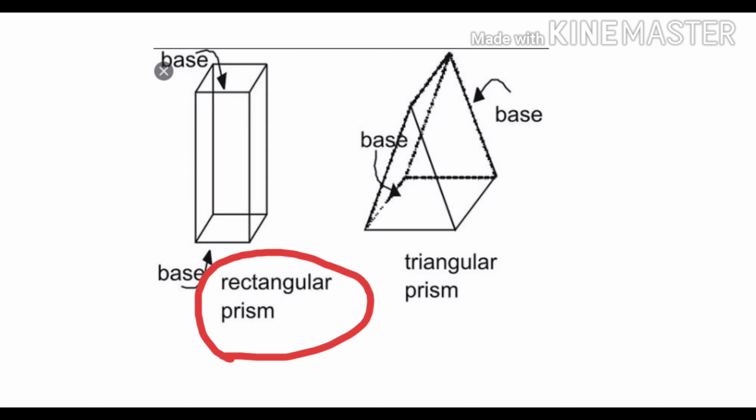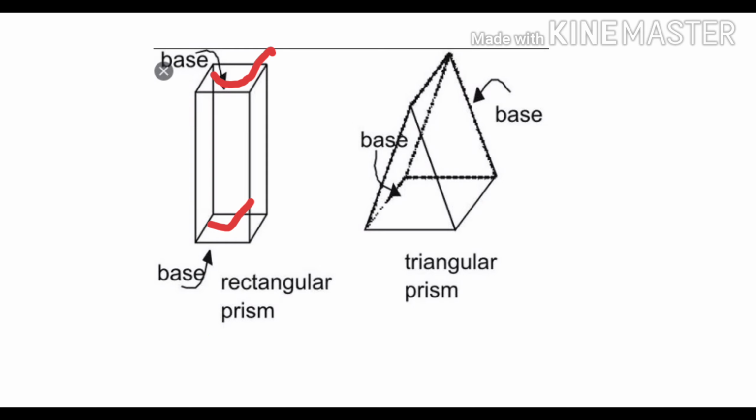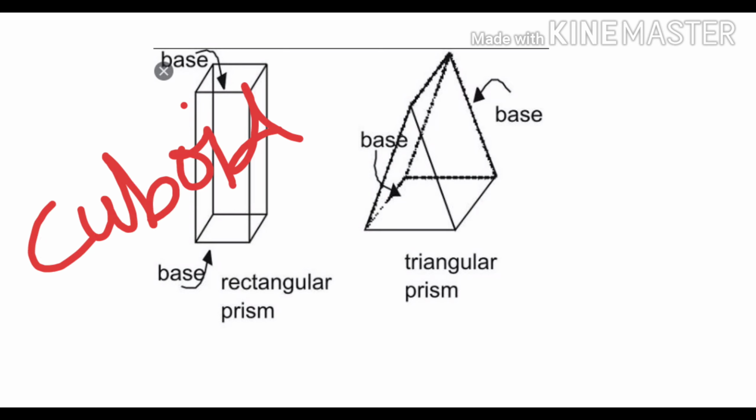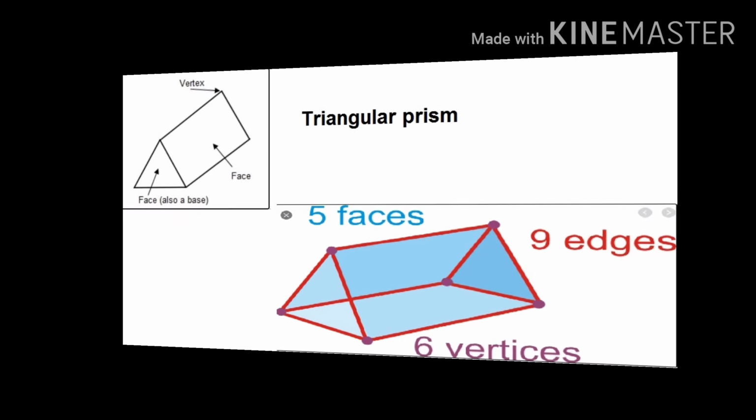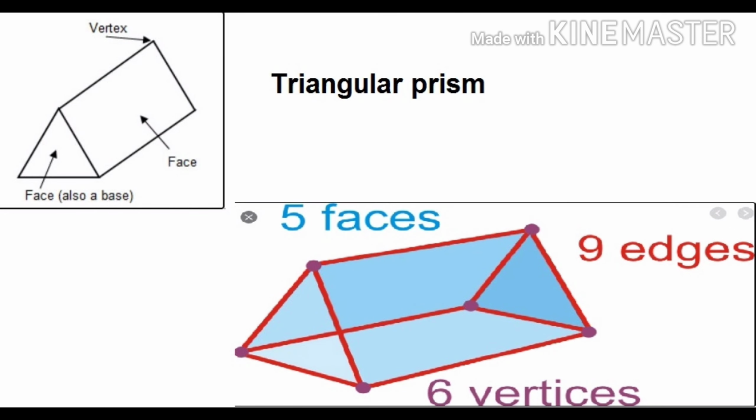These are 2 examples of 2 types of prism. The first is the rectangular prism. In this, the base is a rectangle shape. A rectangular prism is also known as the cuboid, remember. And the second is the triangular prism, in which the base is a triangle. Now let's talk about their faces, vertices and edges. The cuboid we have already done. The second is the triangular prism. In a triangular prism, the faces are 5, edges are 9 and vertices are 6.